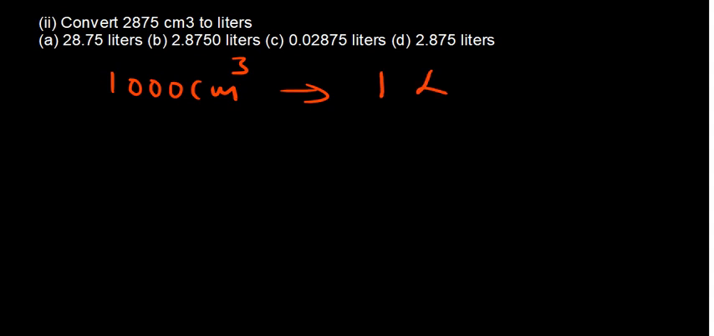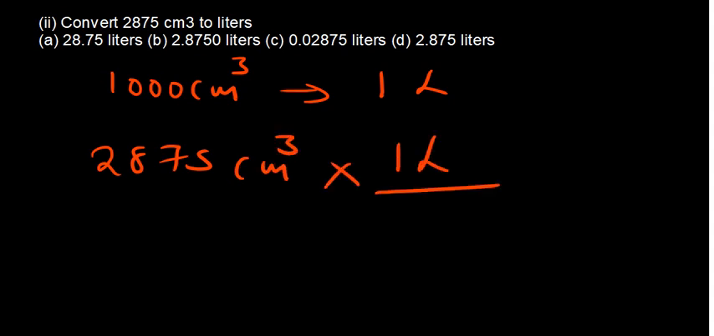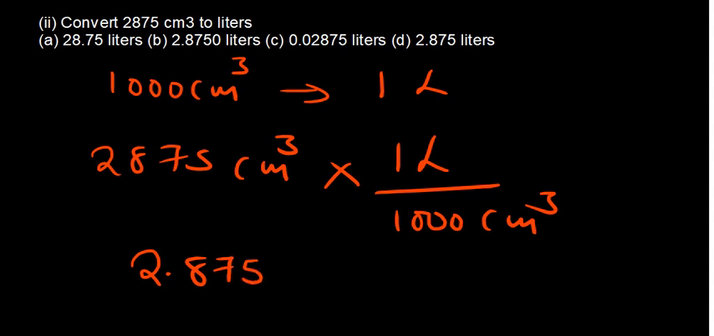So if you're given 2875 cubic centimeters and you want to convert to liters, you know that per every liter you have 1,000 cubic centimeters. So the 2875 that we have, divided by 1,000, is going to give you your solution in liters. So 2.875 liters. Okay, so there we are. So what is our answer?